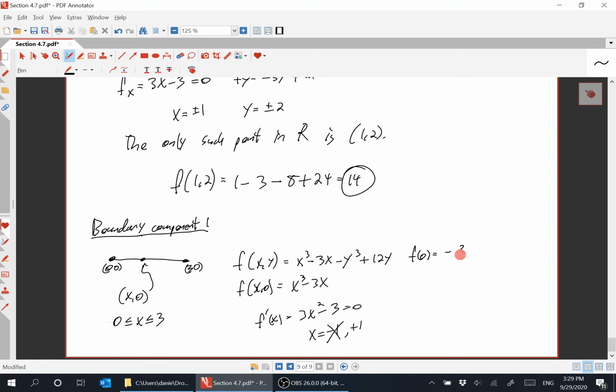F of 0 is minus 3. F of 3 is 27 minus 3, which is 24. And f of 1 is 1 minus 3, which is minus 2. All right, so we've got these values here on the first part of the boundary. So far, we have max value 24, min value negative 3. Boundary component 2.